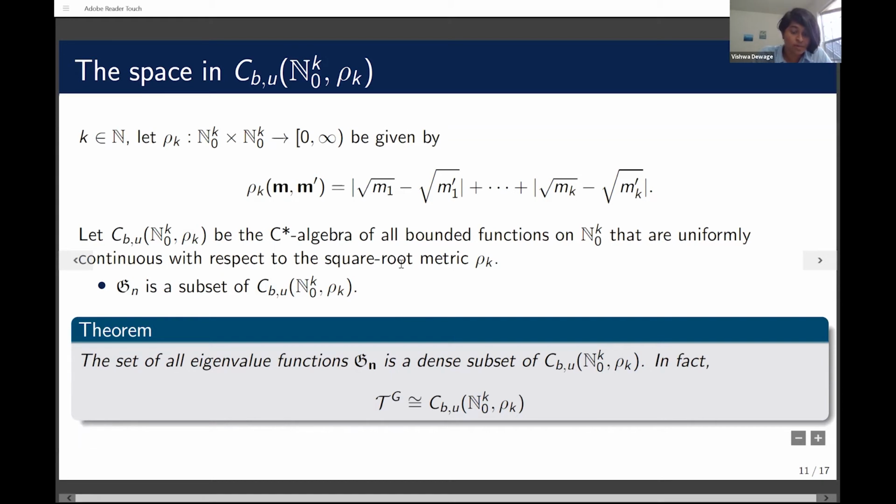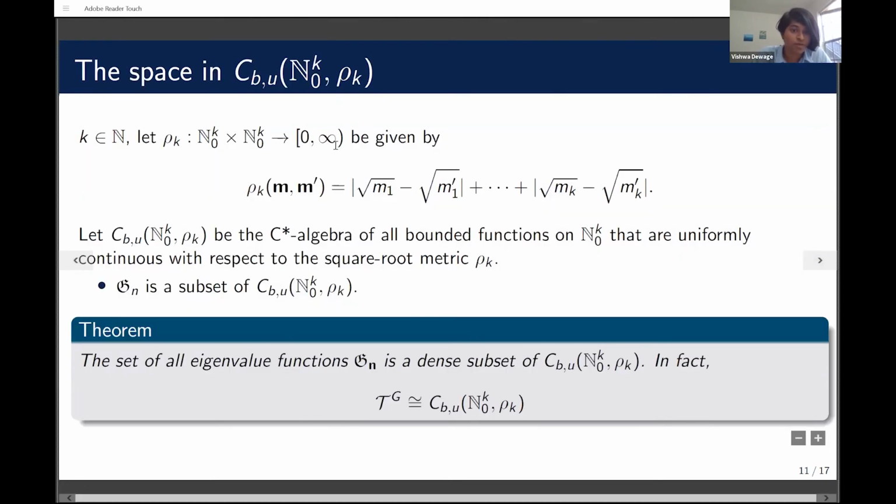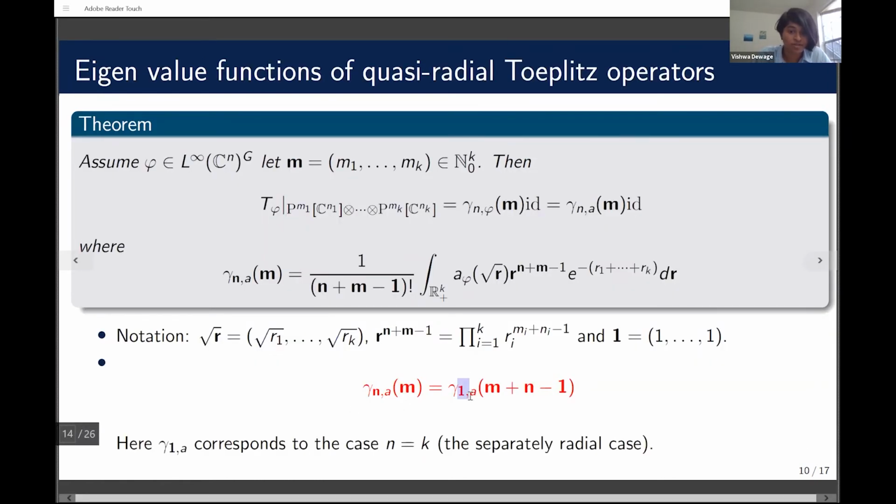And so earlier, we noticed that gamma NA is a shift of gamma 1A. Now, if we look at this metric, to make it really small, we have to make the mi's and mi primes really large. So if we shift a sequence in CBU, it doesn't matter, it's still going to be in the same C-star algebra. So this C-star algebra is invariant under left shifts and right shifts. So the question boils down to just the separately radial case.